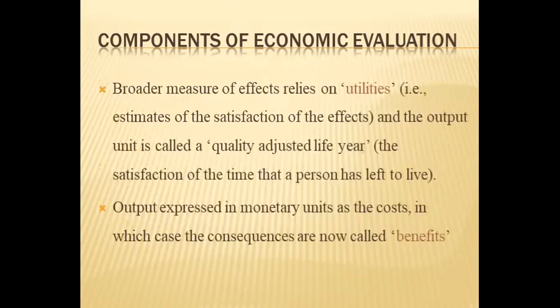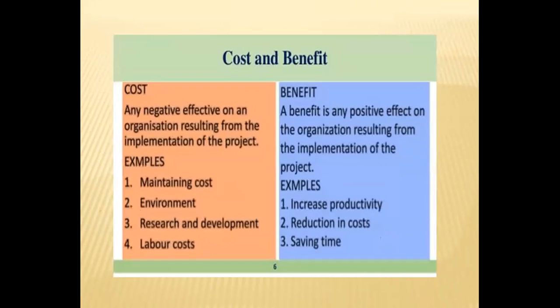A broader measure of effect lies on utilities, which is an estimation of satisfaction of the effects or patient satisfaction, and the output unit is called quality adjusted life years, the satisfaction of the time that a person has left to live. Output expressed in monetary units, as the cost, in which case the consequences are now called benefits.